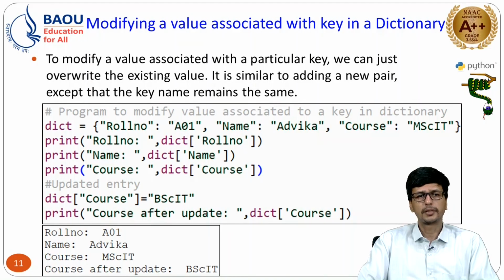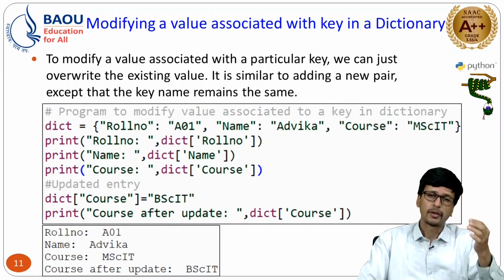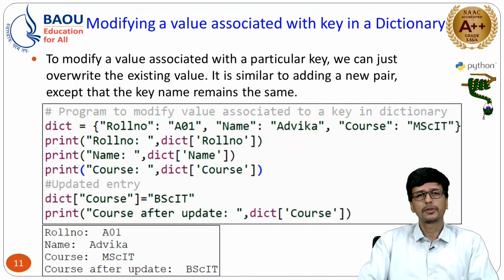Here one example is given: a dictionary is already created, then after the print statement, you are printing multiple keys' values. Now suppose you want to change some particular value for an associated key, say for example course. Before it is MSCIT, now you would like to change it to BSCIT or any other value. In that case, simply you can pass the key in the form of that dictionary, then square brackets with whatever the key, and on the right hand side you can change the value. So this way you can update the value for any key. Mind well, again keys cannot be changed, the associated value can be changed.